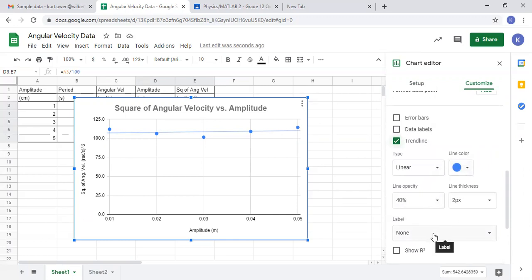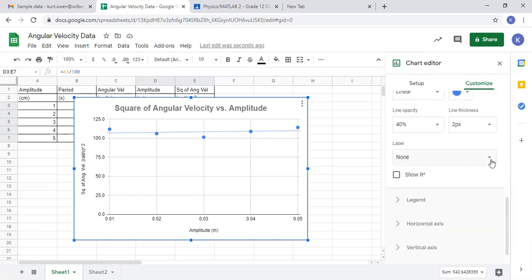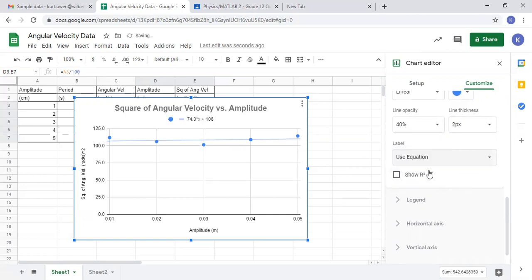I can pick how dark it is, but then I go down here and I want the label. Let's just use the equation. All right, and let's show the r squared value. Okay, so I'll click that. I do want to show the r squared value.